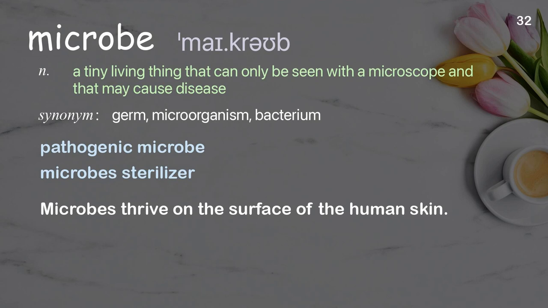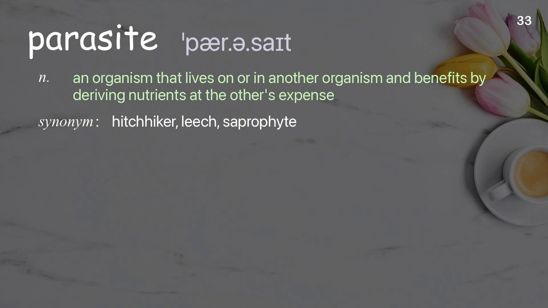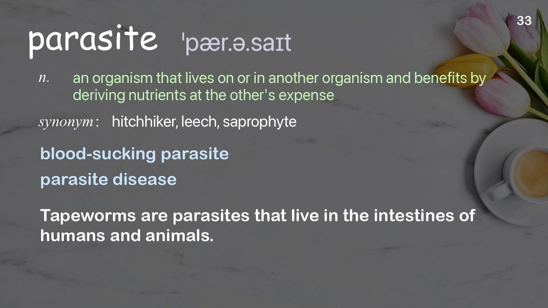Parasite. An organism that lives on or in another organism and benefits by deriving nutrients at the other's expense. Examples: blood-sucking parasite. Parasite disease. Tapeworms are parasites that live in the intestines of humans and animals.